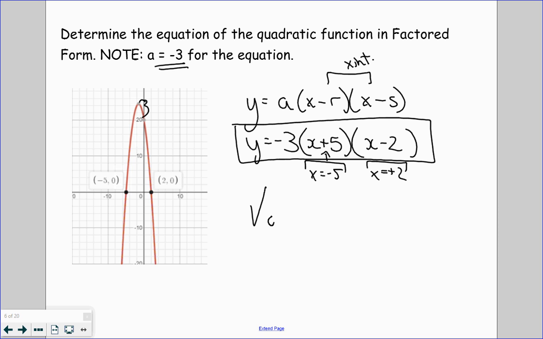Now again, you can check this on your calculator. If you plug this into y1, you should get out exactly that picture. Okay?